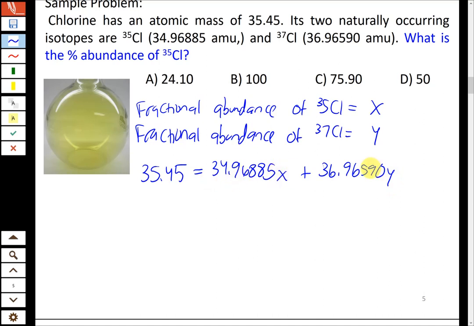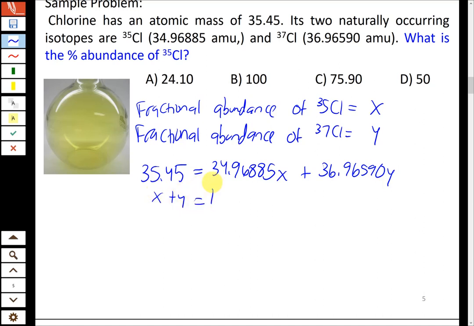And as you guys know from algebra, if you have one equation and two unknowns, you can't solve it. So we have to always remember, when we're doing problems like this, that there's another simple relationship: however many fractional abundances you have, in this case just two of them, x and y, those have to add up to be 1. The total percent abundance would be 100, and the total fractional abundance would have to equal 1. So we always have this relationship.